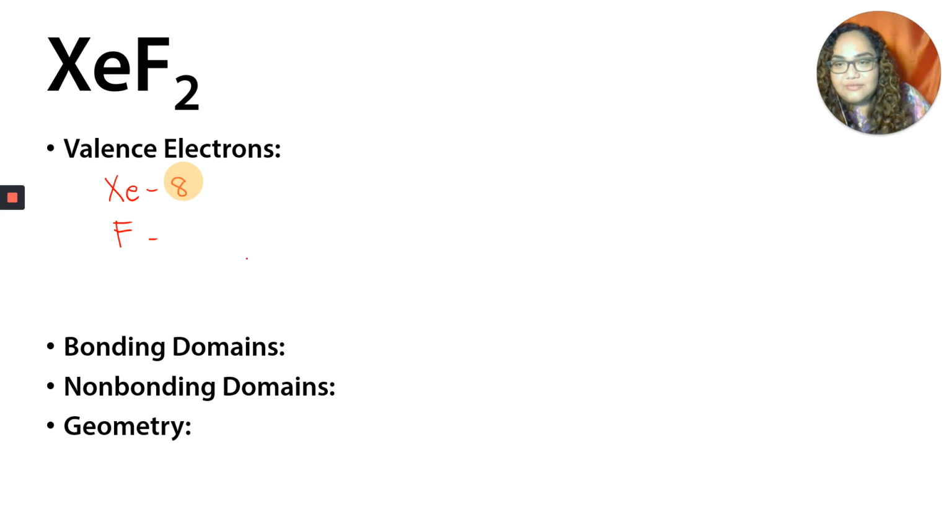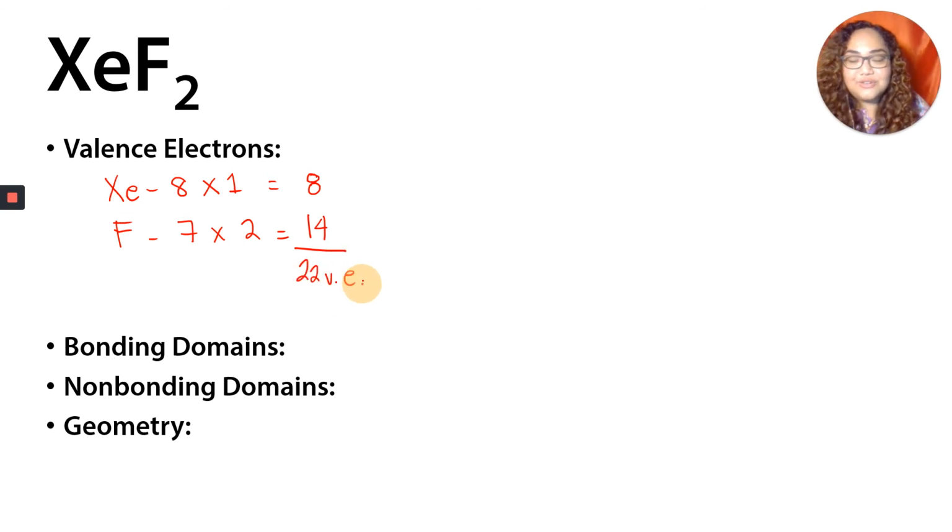And then, how many xenon atoms are there? There are only 1. Just 1. And then how about fluorine? Fluorine is group 7, and there are 2 of them. So 8 times 1, that would be 8. 7 times 2 would be 14. And if you add that, 14 plus 8, that would be 22 valence electrons.